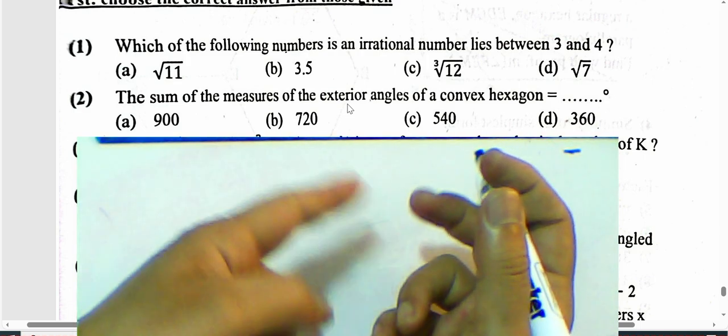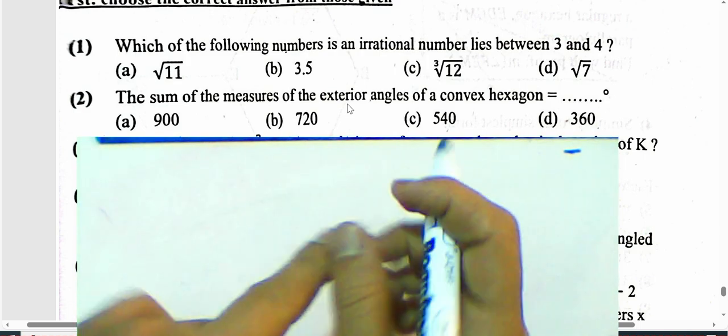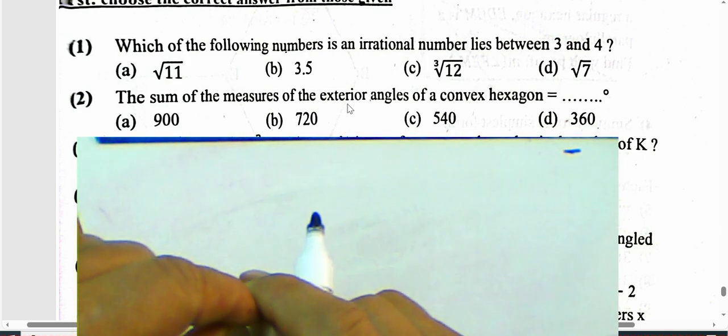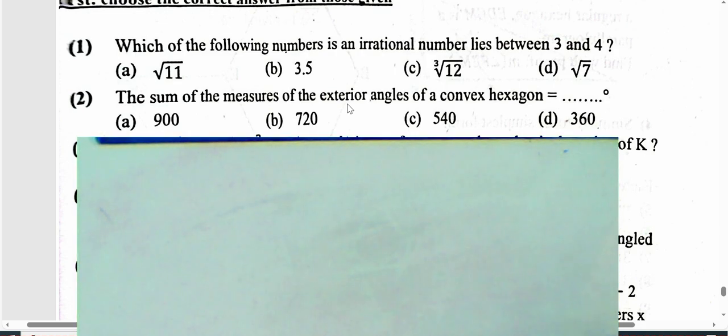Understood? If we change hexagon to pentagon or heptagon, anything, the sum of the measures of the exterior angles will be 360. Okay, the sum of the measures of the exterior angles of a convex polygon, any polygon, will be 360. Put this rule in your mind.